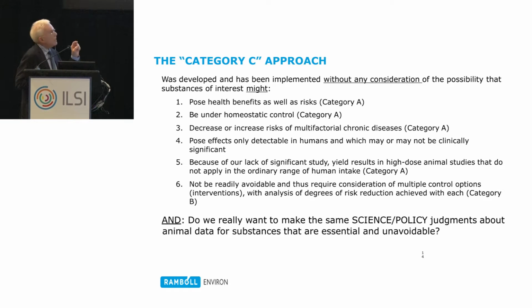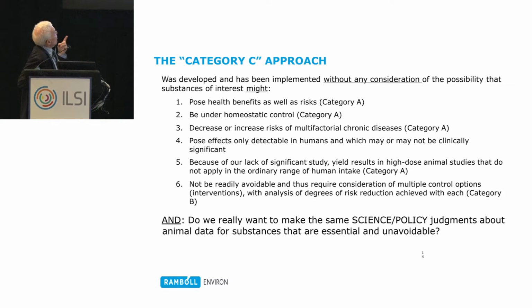bright line model. Number one, that some substances we may have to deal with pose benefits as well as risks. Category A substances are certainly in that category. Two, some might be under homeostatic control, and that is because of the various mechanisms within the body to control exposures. Some in these categories might be under homeostatic control. That was not in the minds of anybody who developed the original ADI model. They may decrease or increase risks of multifactorial chronic diseases. Again, category A substances, we'll hear more about that later.